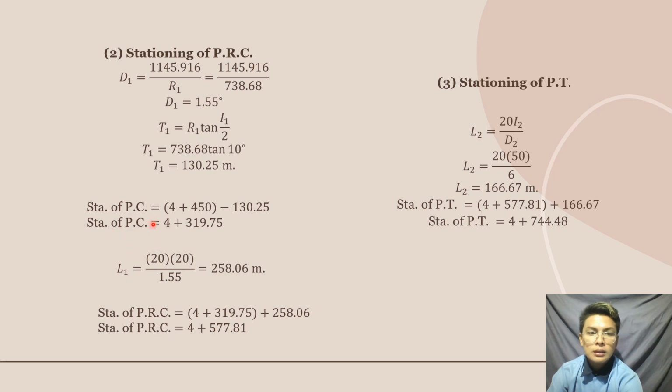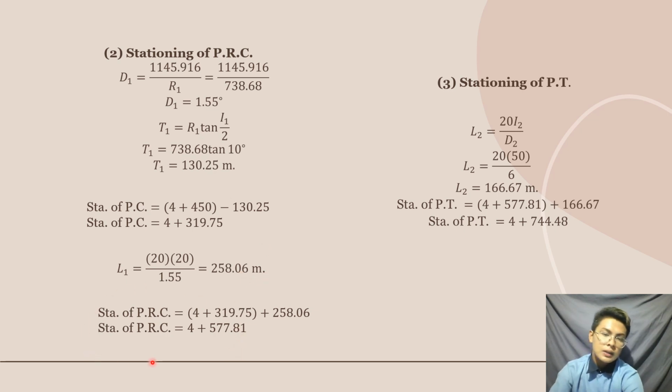Next we will get the station of PC, or the point of curvature, which is equal to the given point of intersection 4 plus 450 minus 130.25, our T1. Then our station of PC is equal to 4 plus 319.75. Next we will get our L1 equals 20 I1 divided by D1. Substituting the values, it is equal to 258.36 meters.